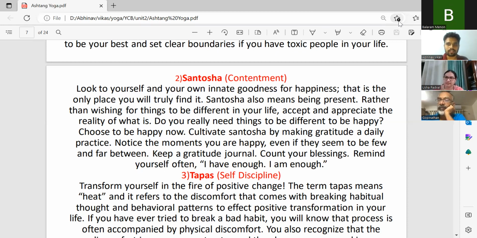Rather than wishing for things to be easier in our life, accept and appreciate the reality of what is. It is saying that rather than wishing for things to be different in your life, you had better accept and appreciate what is reality. You have to understand; you have to agree to the reality.